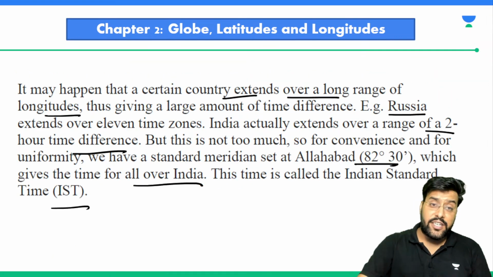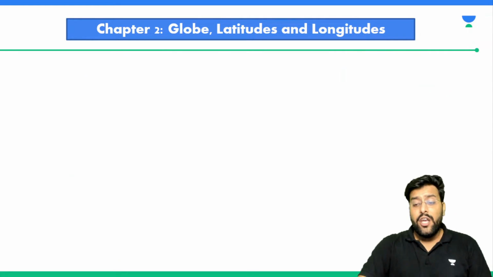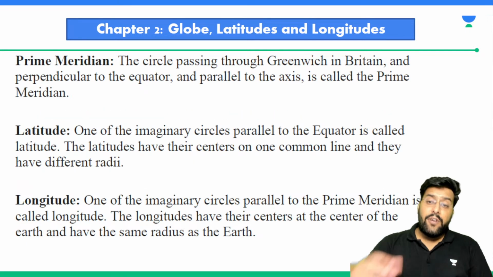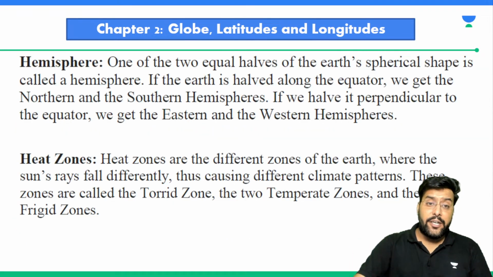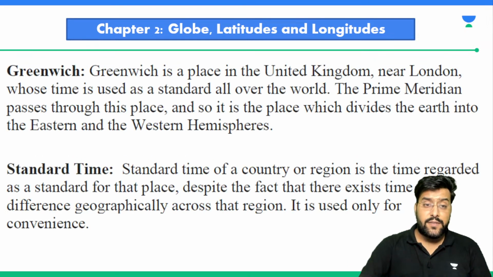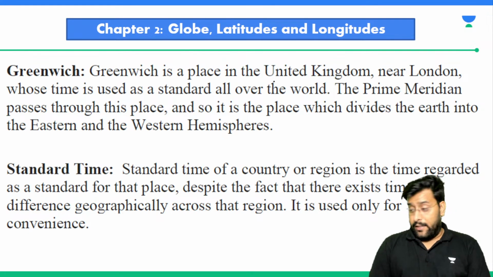Then we talked about the concept of longitudes. We talked about Tropic of Cancer, Tropic of Capricorn. We talked about the prime meridian, we talked about latitudes and longitudes. We talked about hemispheres, we talked about heat zones. We talked about Greenwich. So Greenwich, yeah, this is something which is left.